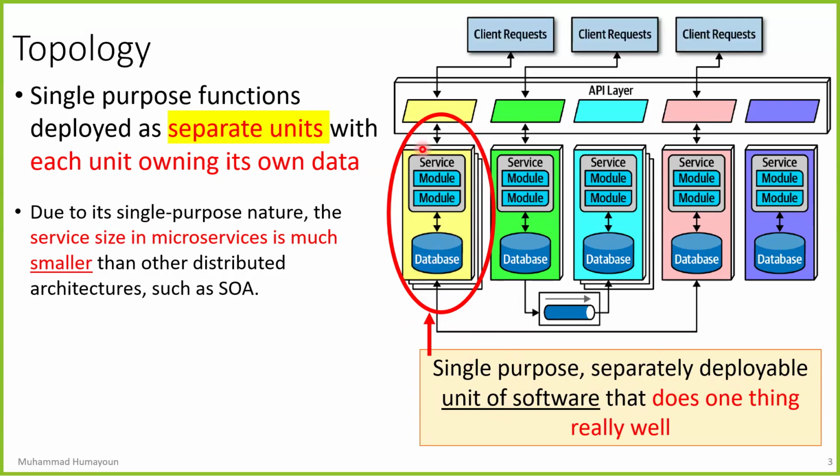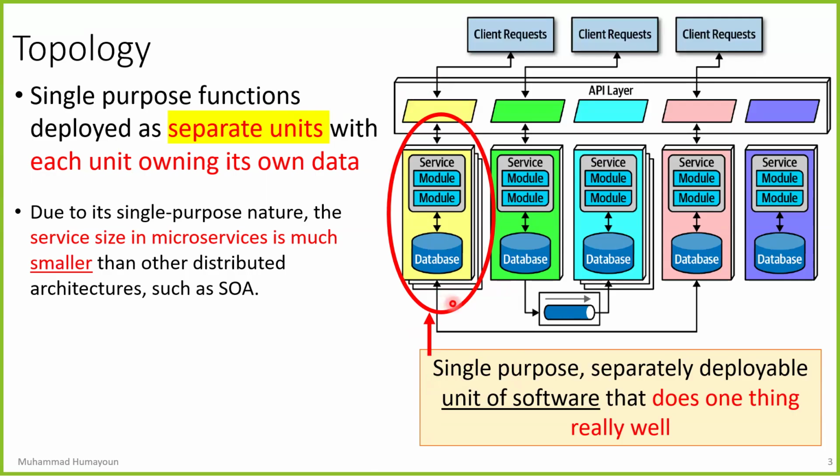All these services are deployed separately in containers or over the internet or over the network. So it can be the same machine but in different containers, or it can be on multiple machines communicating with each other through the internet or through the network. So it's a single purpose, separately deployable unit of software that does one thing well. It provides one functionality well.